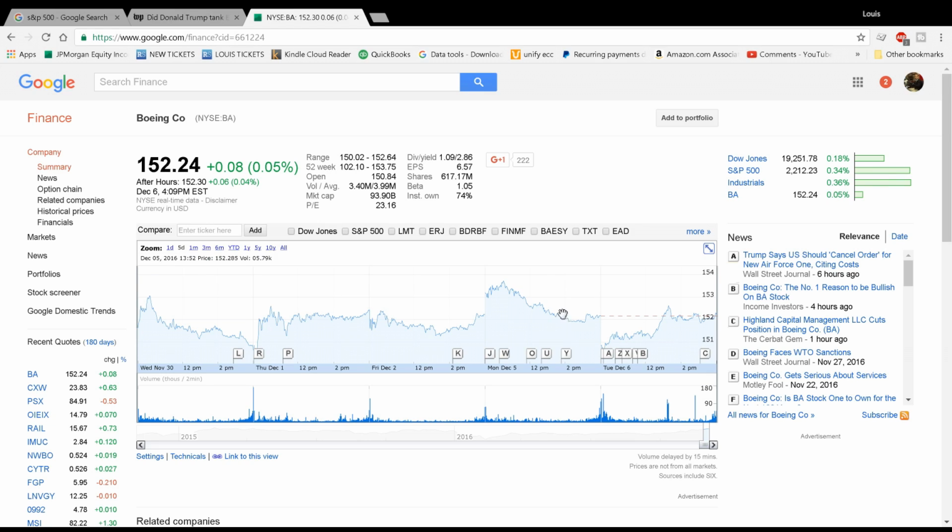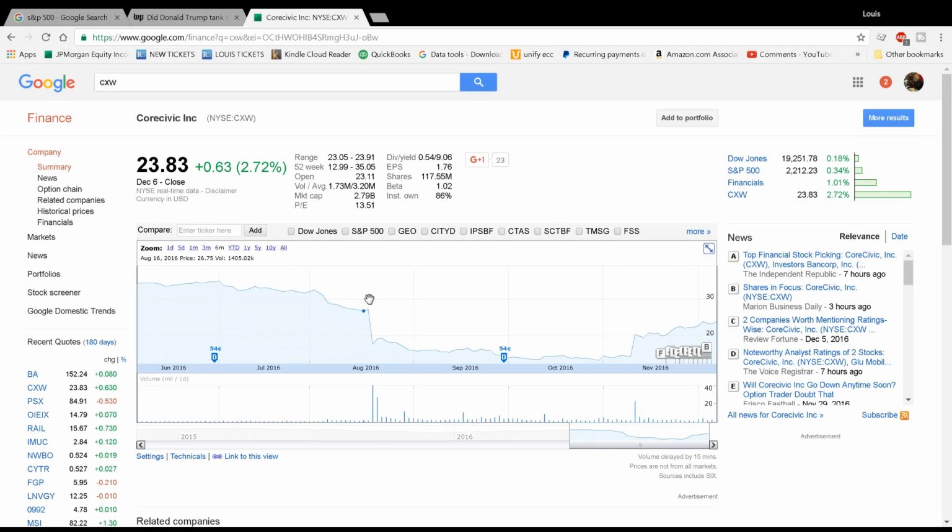And when I look at this, it's like, okay, so if going from 152 to 150 and back to 152 is a tank, what is this? If a 1.2% drop is a tank, then what do you call this?